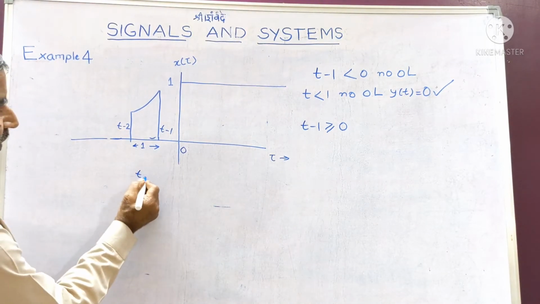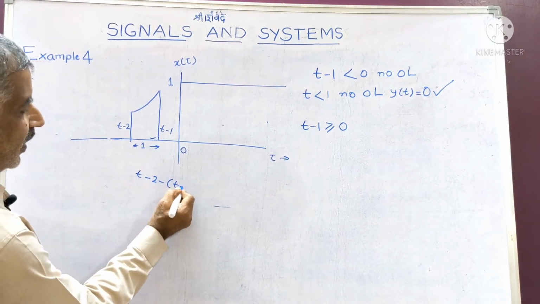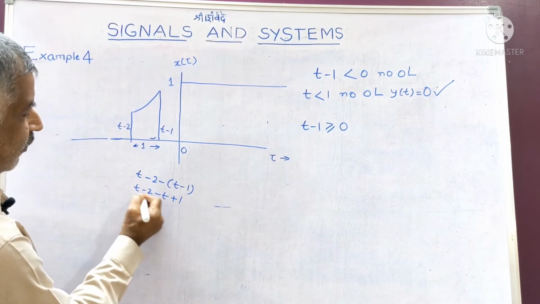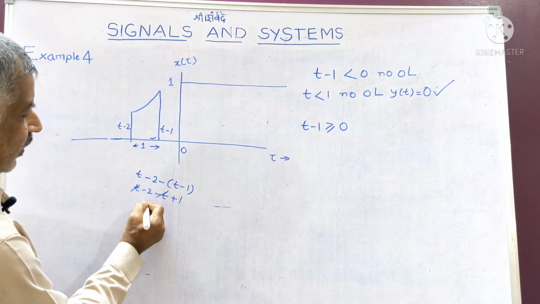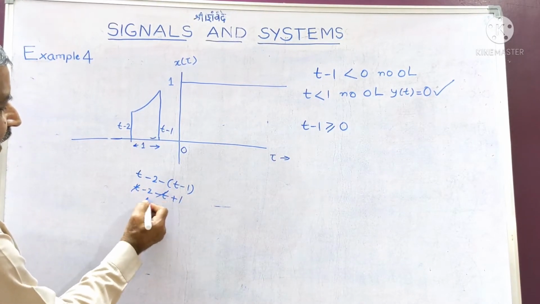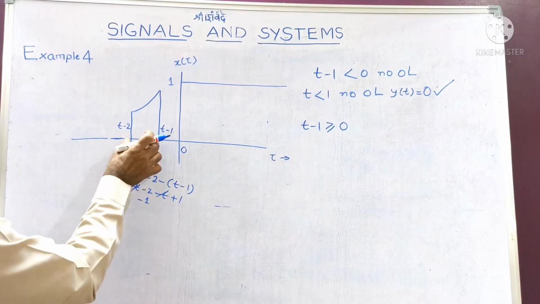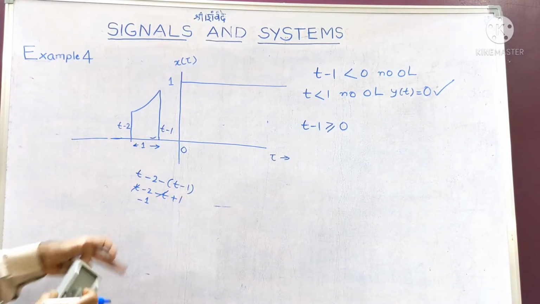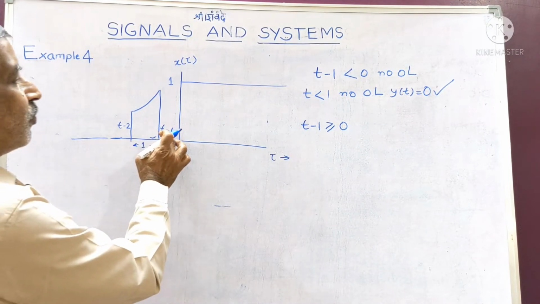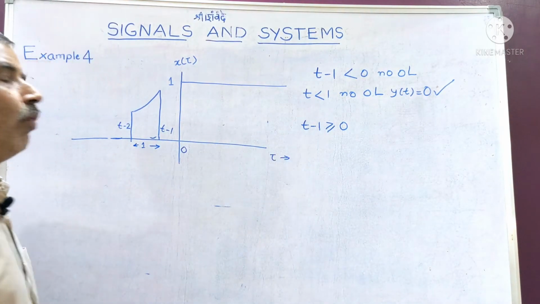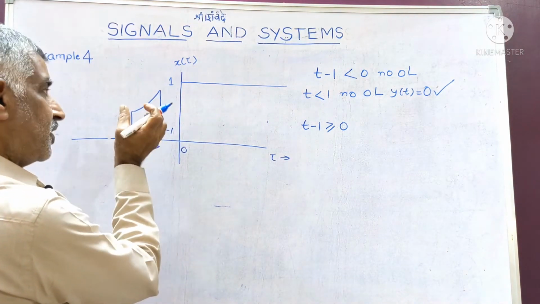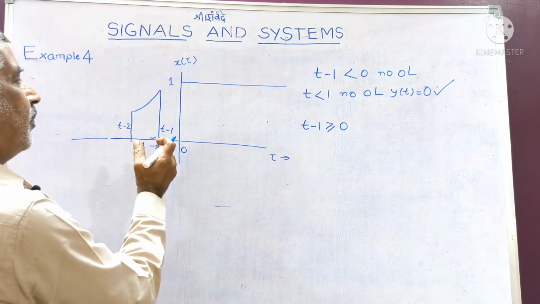You can do it like this: t minus 2 minus of t minus 1 means t minus 2 minus t plus 1. T minus 2 minus t cancels, minus 2 plus 1 means minus 1. Width, forget about the minus sign, is 1. Anyhow, width is 1. Now t minus 1 greater than or equal to 0. How long will you push this waveform? Keep one point in mind.